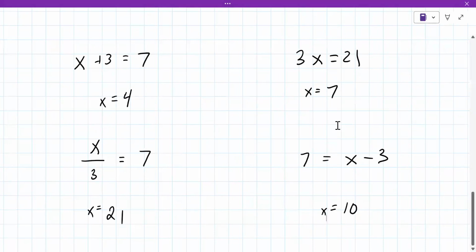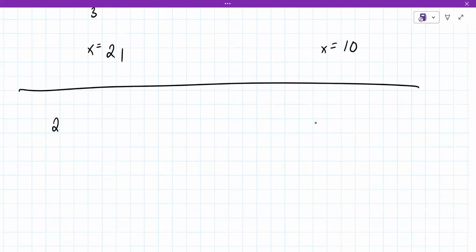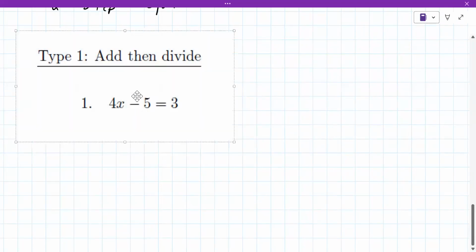Okay, great. All right, so those are all one-step equations. You have to be able to solve 2-step equations. So the steps refer to the operations. So the first type of problem that we are going to look at is to add and then divide. So in every problem I show you, you are going to add and then divide for right now.